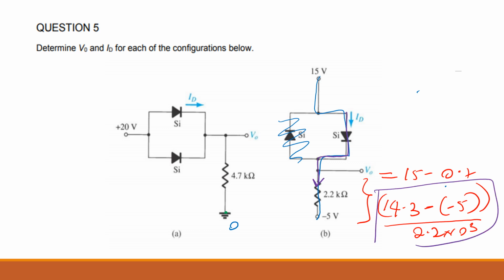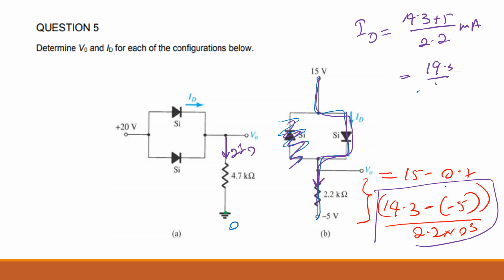In the previous one, it was 2ID, because the two IDs are joining together at a point and flowing like a 2ID here. But in this case, one diode is reverse bias, so the same current is flowing. They are all in series with each other, isn't it? So the current ID equals 14.3 plus 5 divided by 2.2 milliamps. Agree? 19.3 divided by 2.2 milliamps. Do you agree with that? Does that make sense? Okay. So any question? Yes.